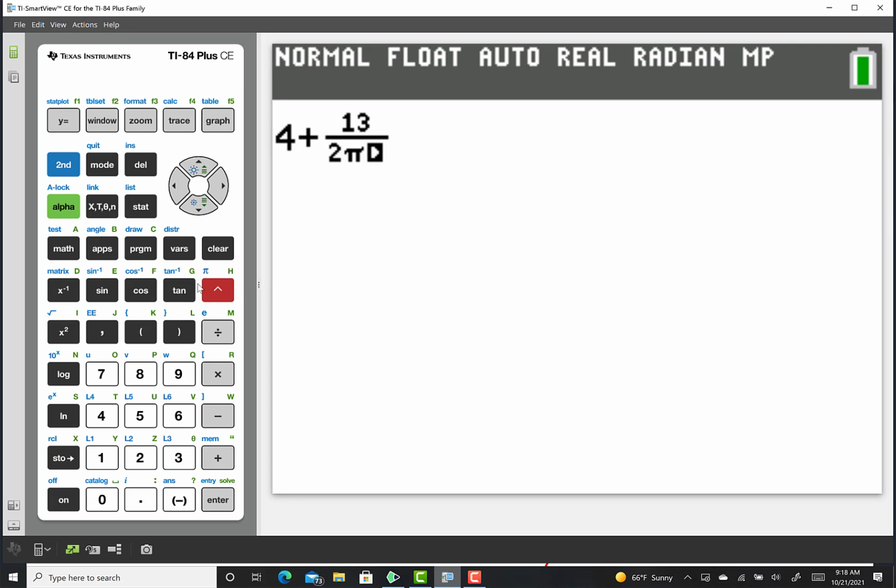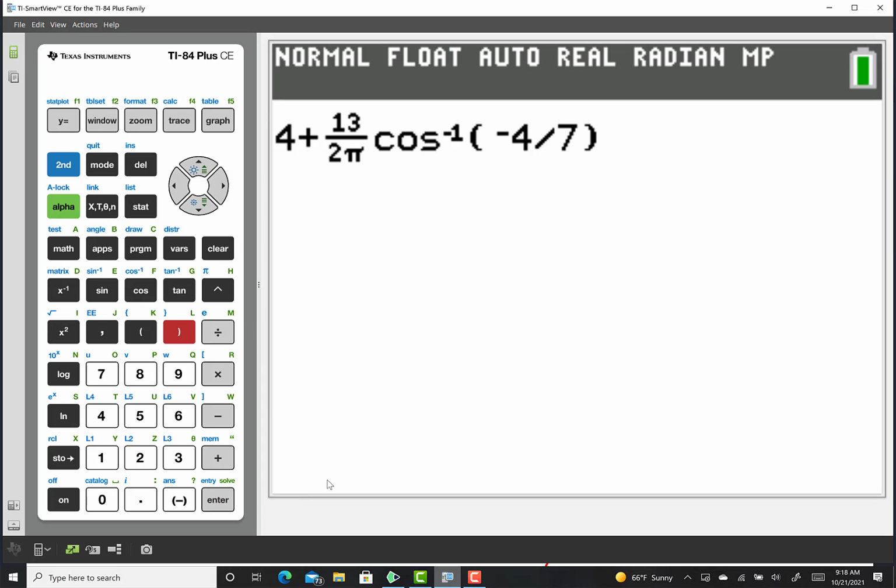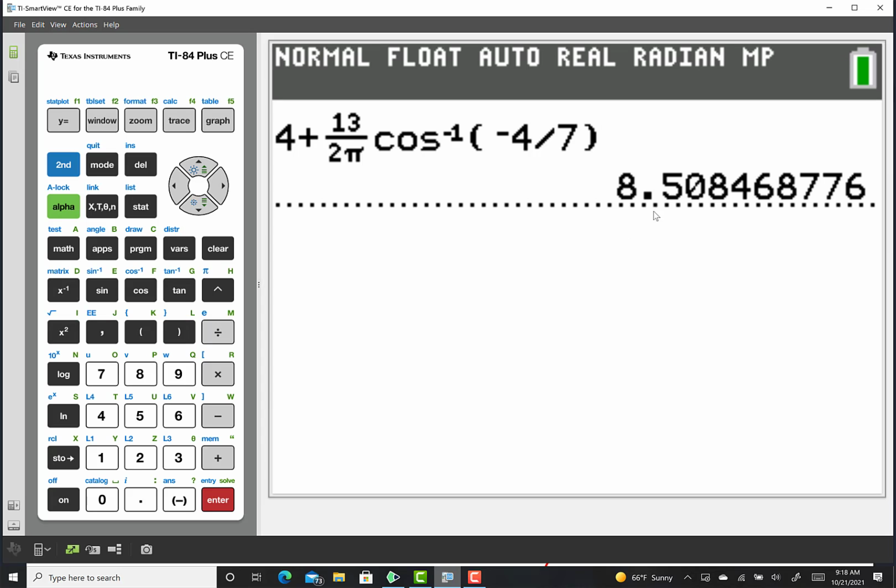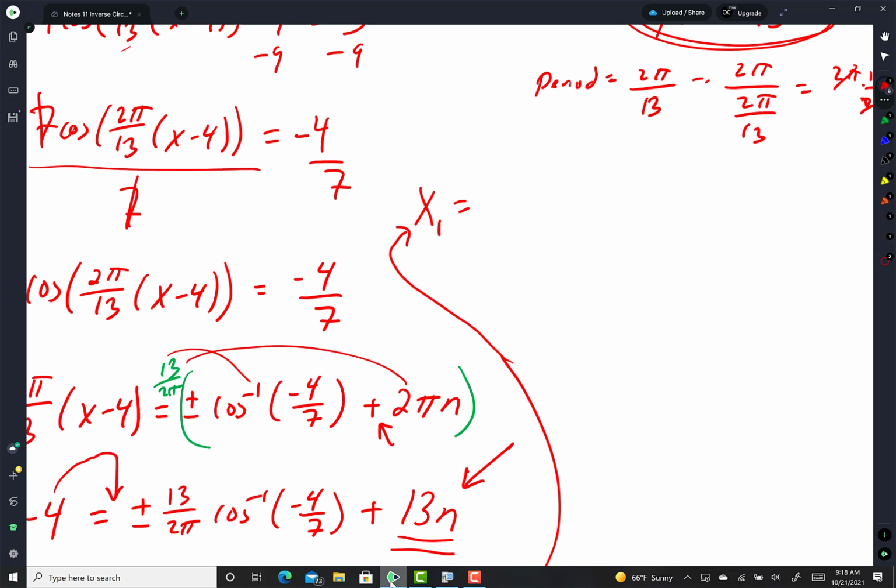How did I get the fraction? Alpha, y equals, enter. 13 over 2 pi, arc cosine, negative 4/7. And I'm going to push enter. Oh, don't do the plus 13, because we're going to add 13 to get all the other numbers. You know what I mean? So 8.508. That should be one of your answers on the top, right? Yes. Perfect. 8.508. So here it is.